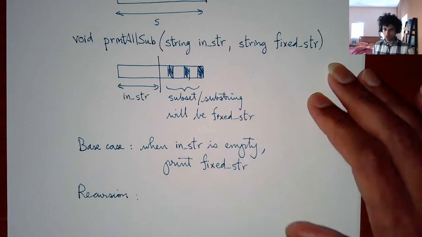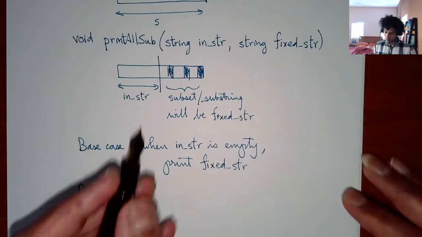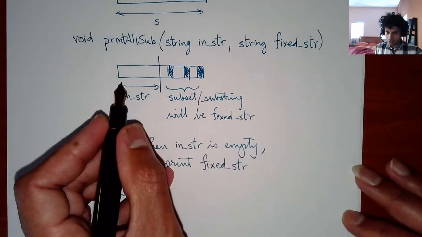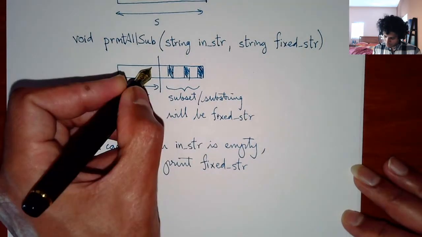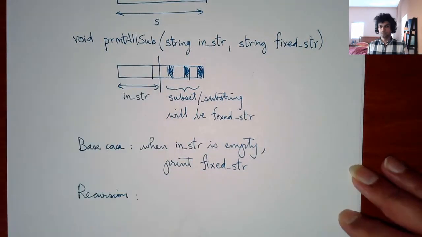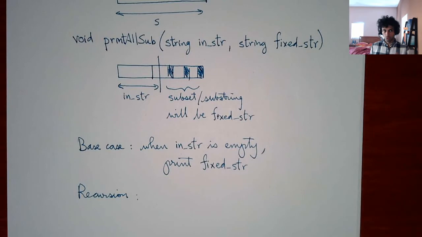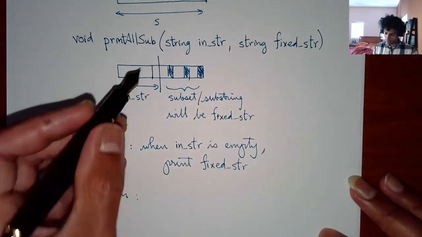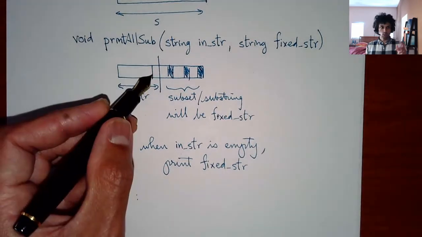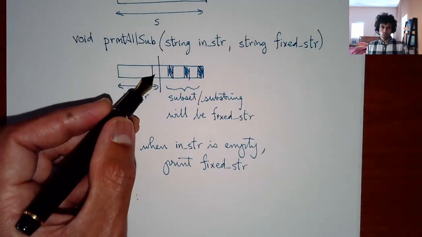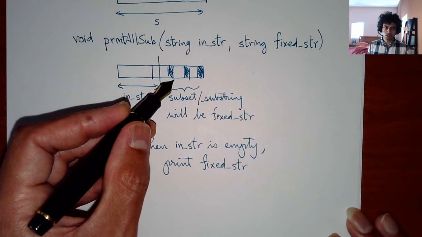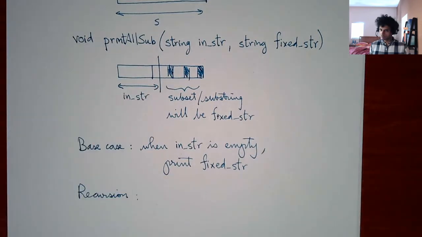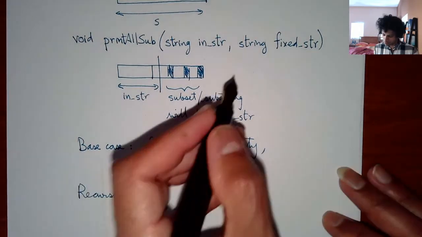Now the recursion is going to take this character here and remove it from the in string. So the input string is going to go down. And then it's going to make two recursive calls, one in which it adds it to the fixed string and one in which it doesn't add it to the fixed string. Okay, does this make sense? So this is going to make two recursive calls.